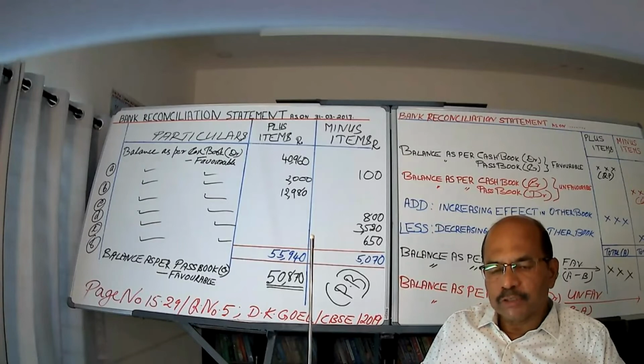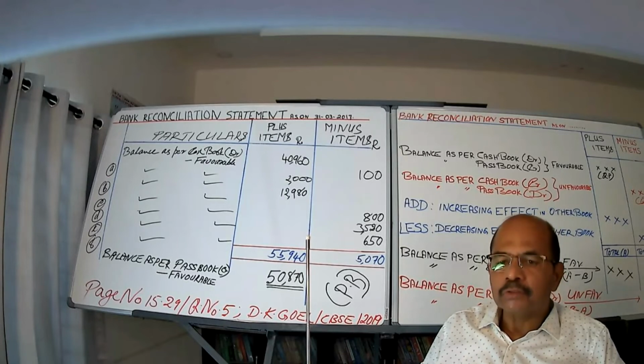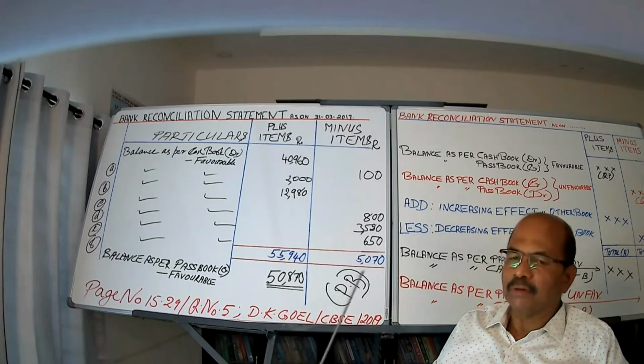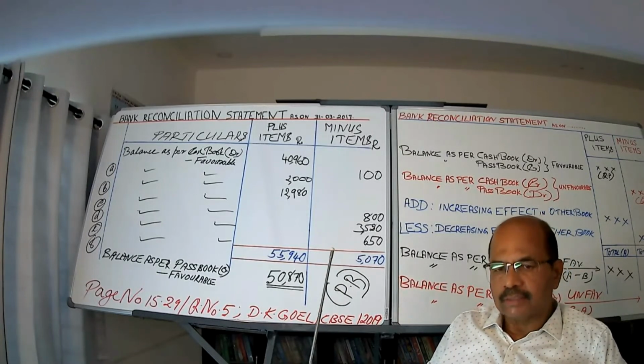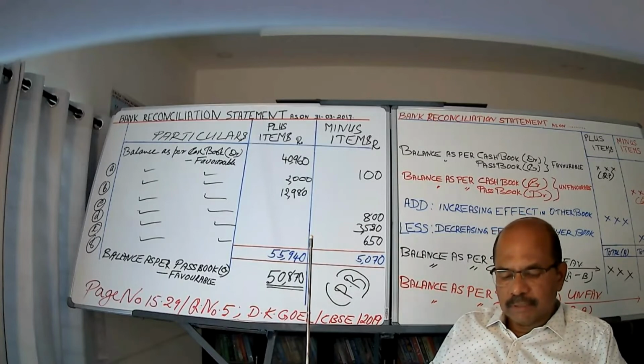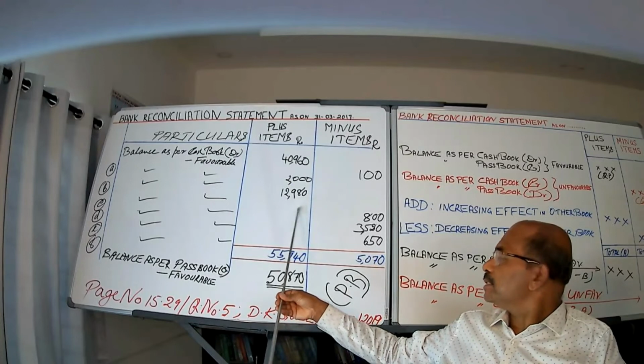The moment I issued this 12,980, that 1 lakh has come down in my cash book, whereas in my passbook it has not come down, it is still up. So it is an increasing effect. 1 lakh minus 12,980 is the amount in the cash book, whereas in my passbook, the relevant or concerned book, it is still 1 lakh. Hence, it is increasing to the extent of this discrepancy amount, 12,980. So I am showing it on the plus side.